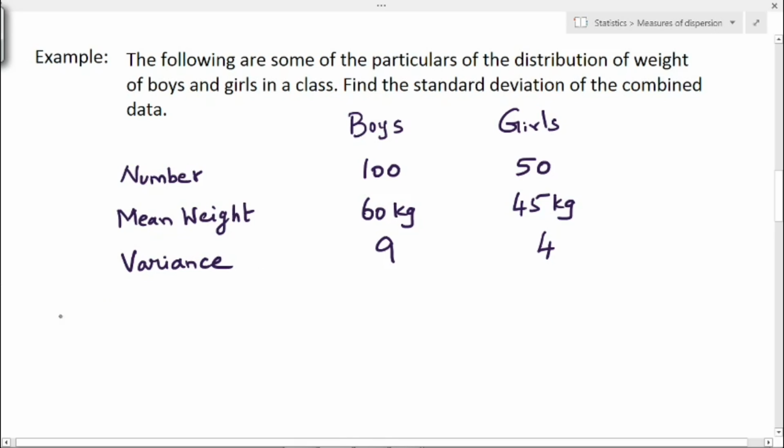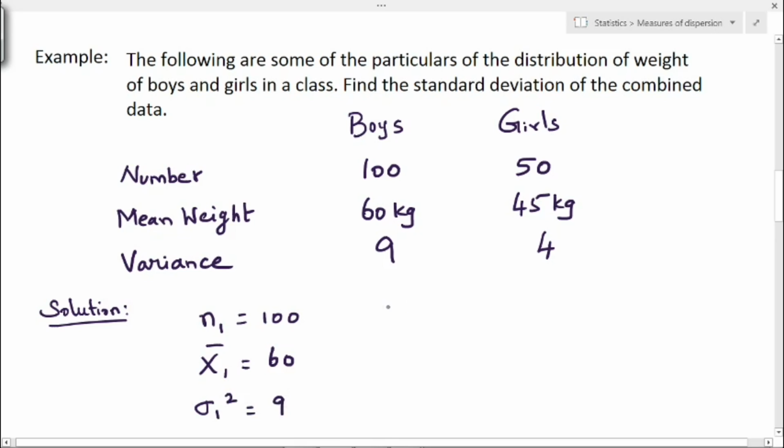Now first we will write the values which are given. What is the n1 value given? That is the number of boys. So n1 is 100, with the corresponding mean value. This is the first group. We are assuming that boys are the first group and girls are the second group. So the first n1 value is 100 and the mean weight of boys, that is the mean value x1 bar, is 60, and the variance is given. So the variance sigma 1 square is 9.